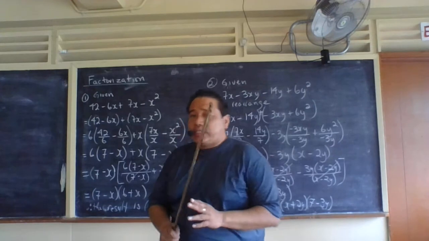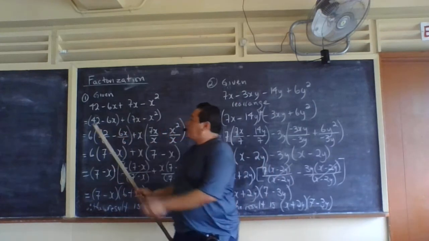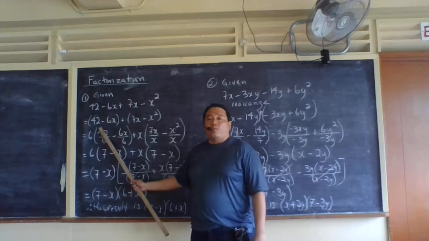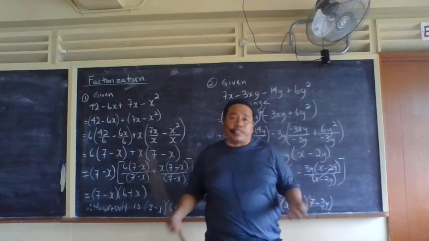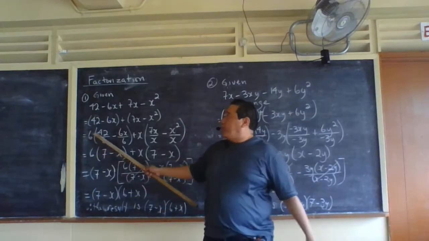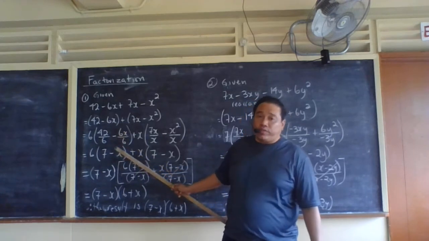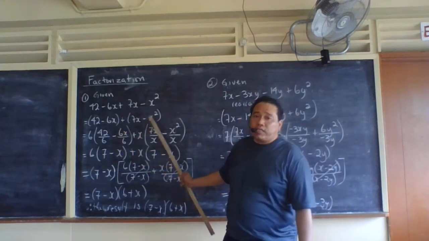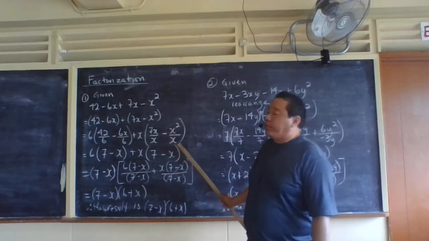Now we must look inside each bracket and see what is common. So notice in the first bracket, 42 and 6x are both multiples of 6. So we say equals 6 open bracket 42 over 6 minus 6x over 6, plus x open bracket 7x over x minus x squared over x.